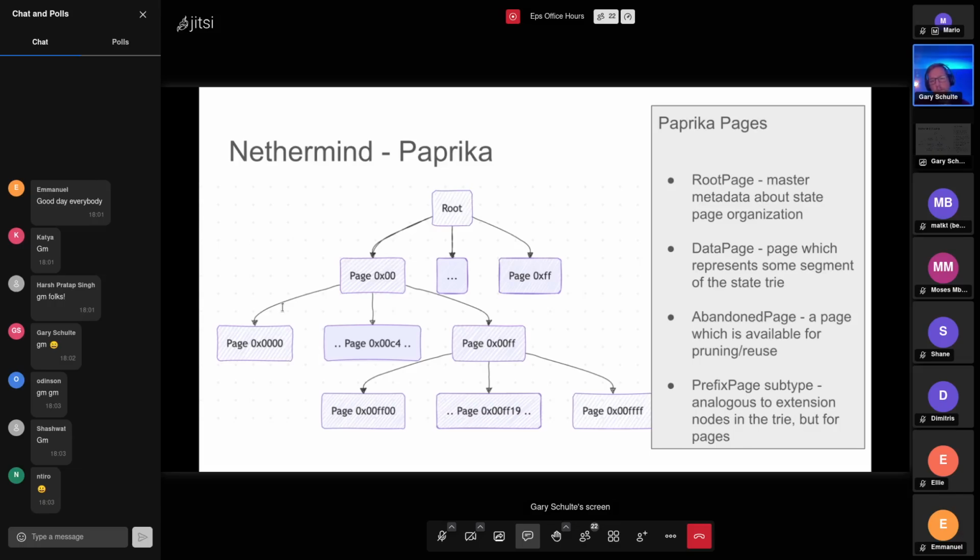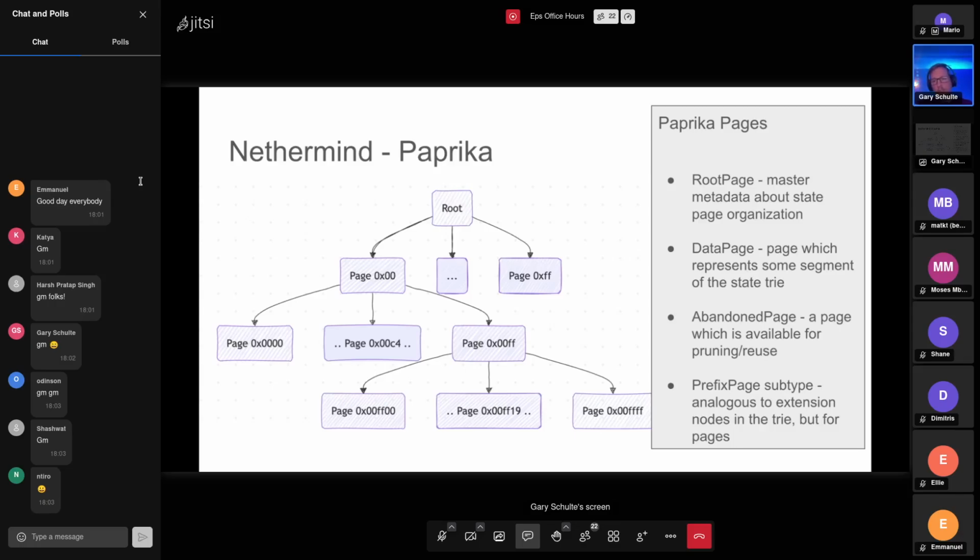Paprika pages, the way the PageDB is set up, there's a root page, there are data pages, abandoned pages, and prefix pages. A data page is some natural segment of the tree, some segment of the path in the tree. And an abandoned page, as I understand it, is a data page that is no longer current. It's not the head state, so it's available to be pruned or reused by the database. And the prefix page, I believe, is analogous to extension nodes in a hexarray tree.